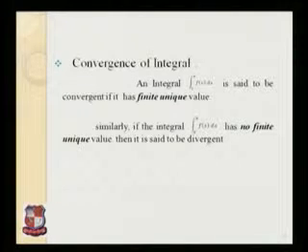Next is convergence of integral. An integral from a to b f of x dx is said to be convergent if it has a unique finite value. Similarly, if the integral from a to b f of x dx has no finite unique value, then it is said to be divergent. What does it want to tell us? Let us try to understand by examples.